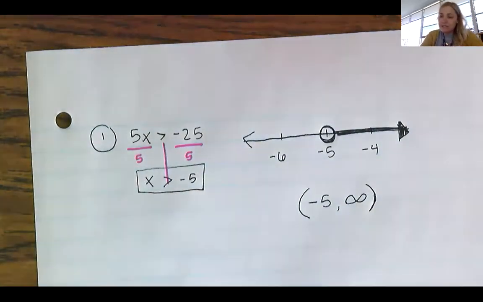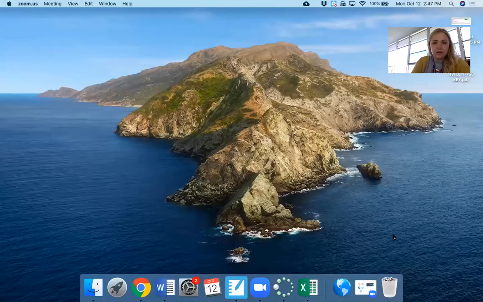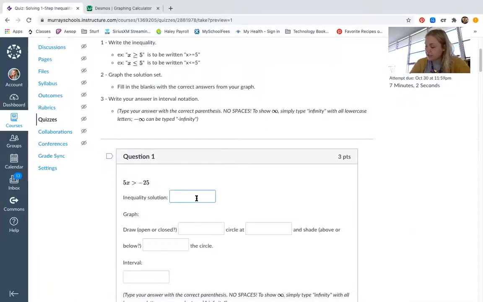Okay, so I'm going to use these 3 answers when I fill in my answers from the test. So let's look at our test here. The inequality solution that we had is x, and then I use that greater than symbol, negative 5. Okay, was it an open or a closed circle? Well, we had an open circle at negative 5, because negative 5 was where the circle was in our graph. And we shaded, and it says above or below. Our shading was above the negative 5.